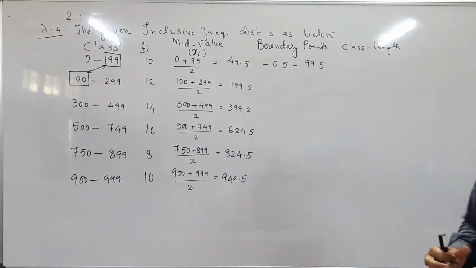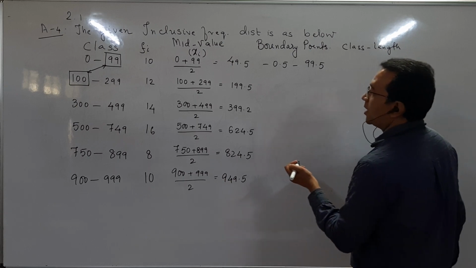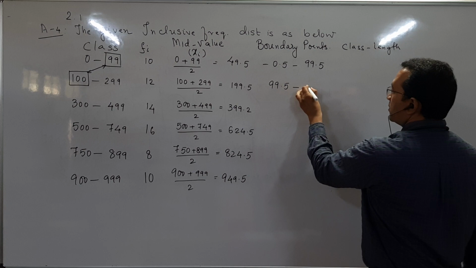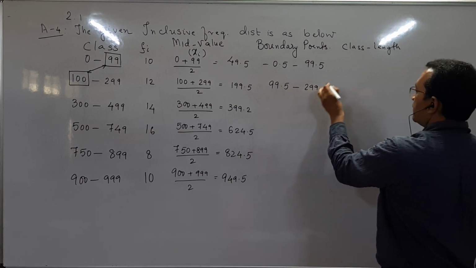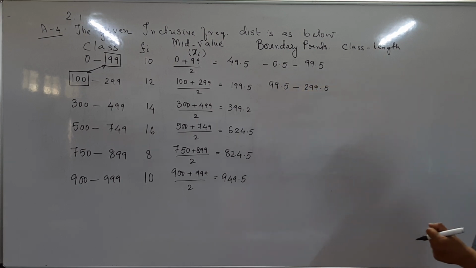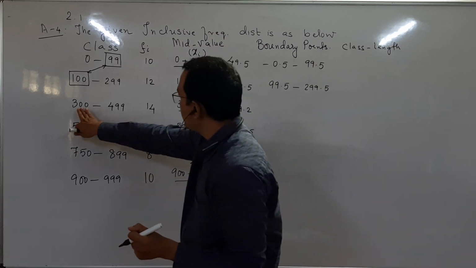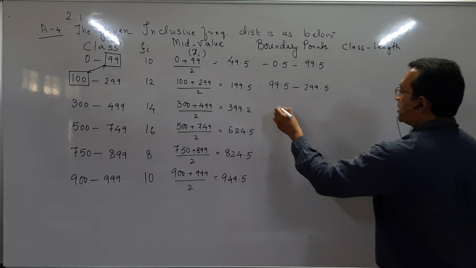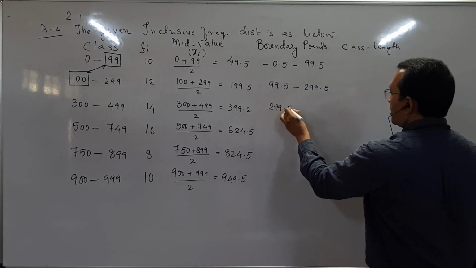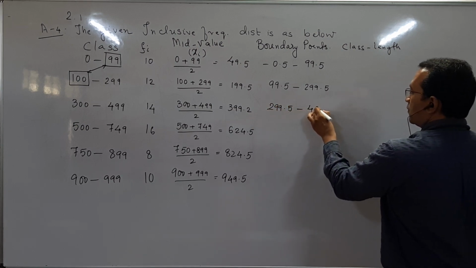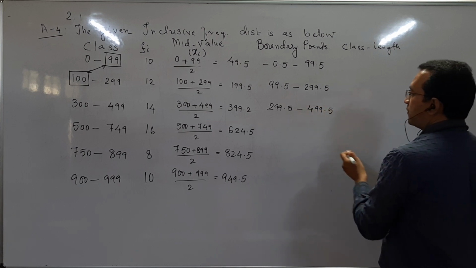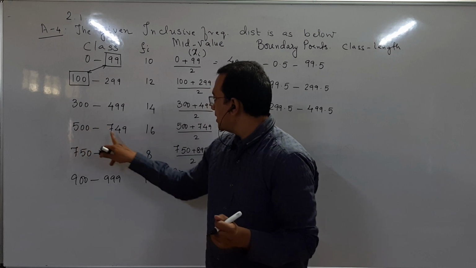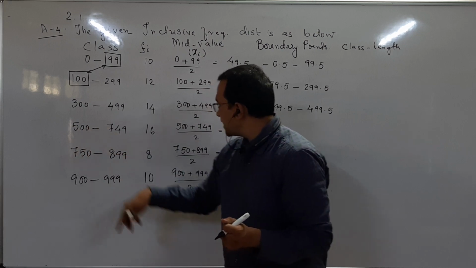So the next boundary points: from 100, if I subtract 0.5, it is 99.5, and to 299 I add 0.5, so it is 299.5. Again, from lower limit subtract 0.5 and to upper limit add 0.5. So this will be 299.5 to 499.5. Okay, from 500 subtract 0.5 and for 749 add 0.5.